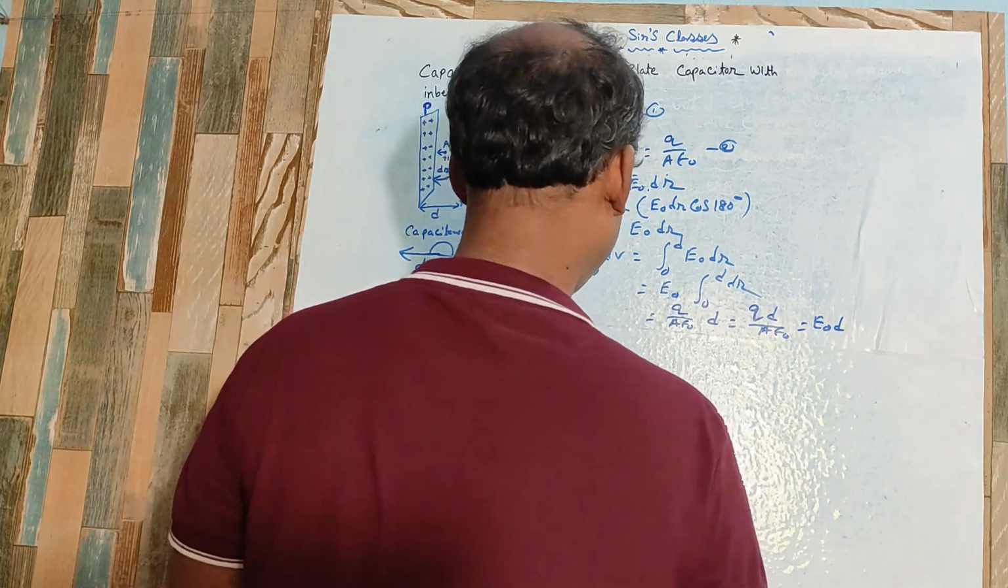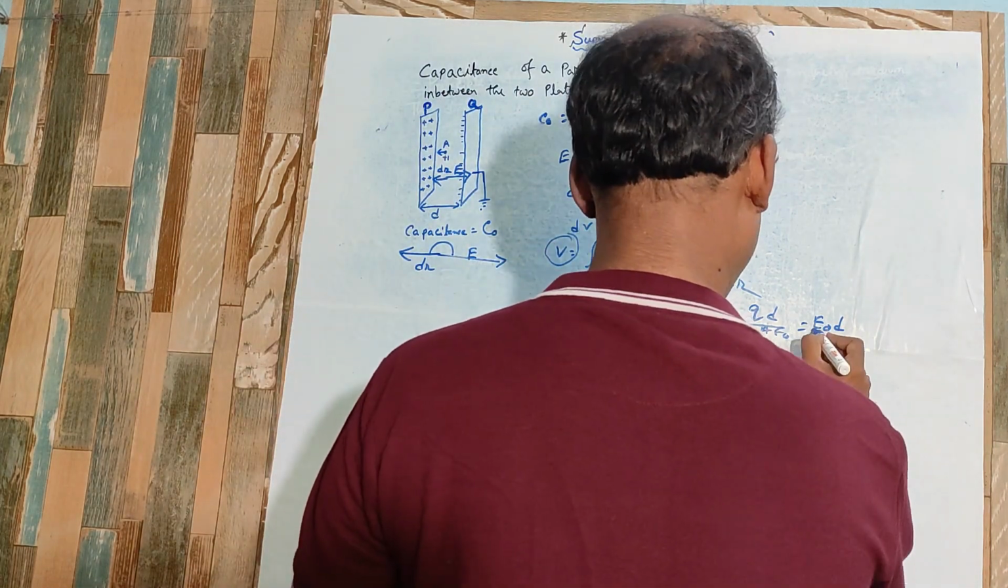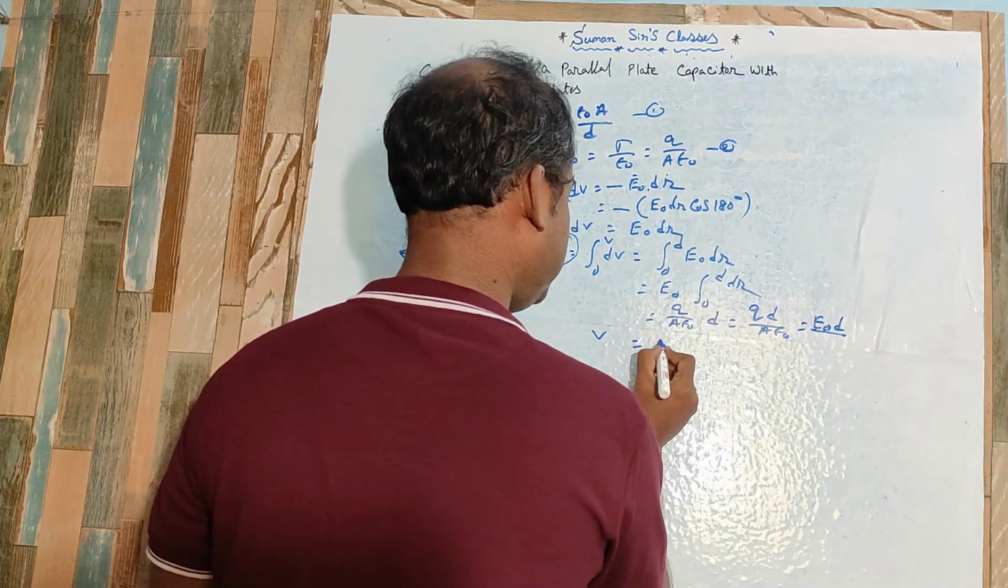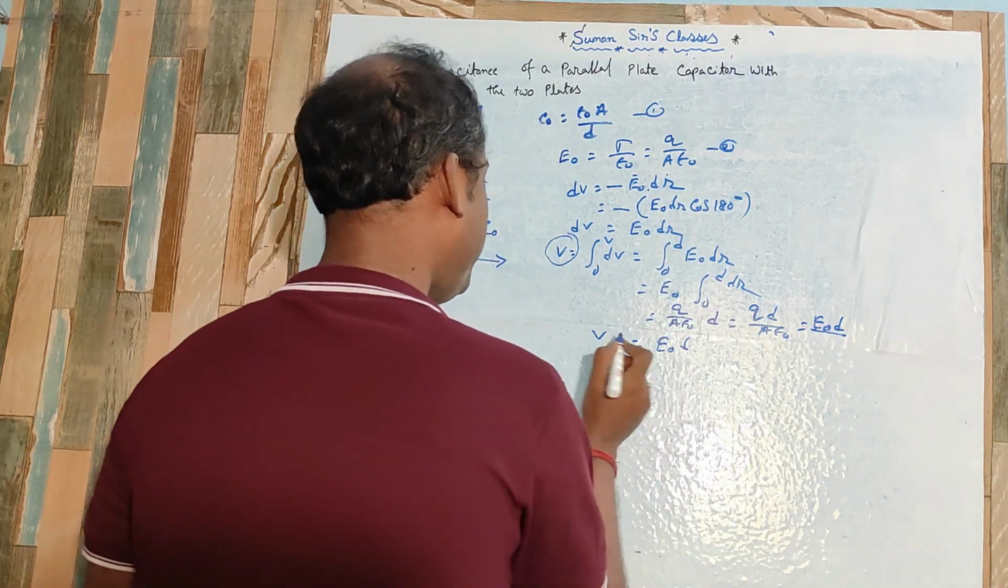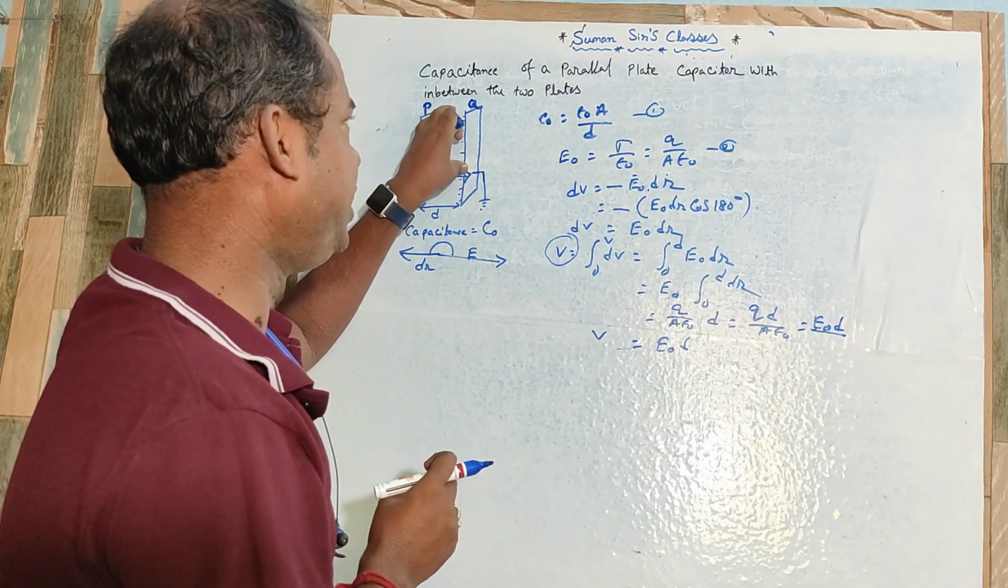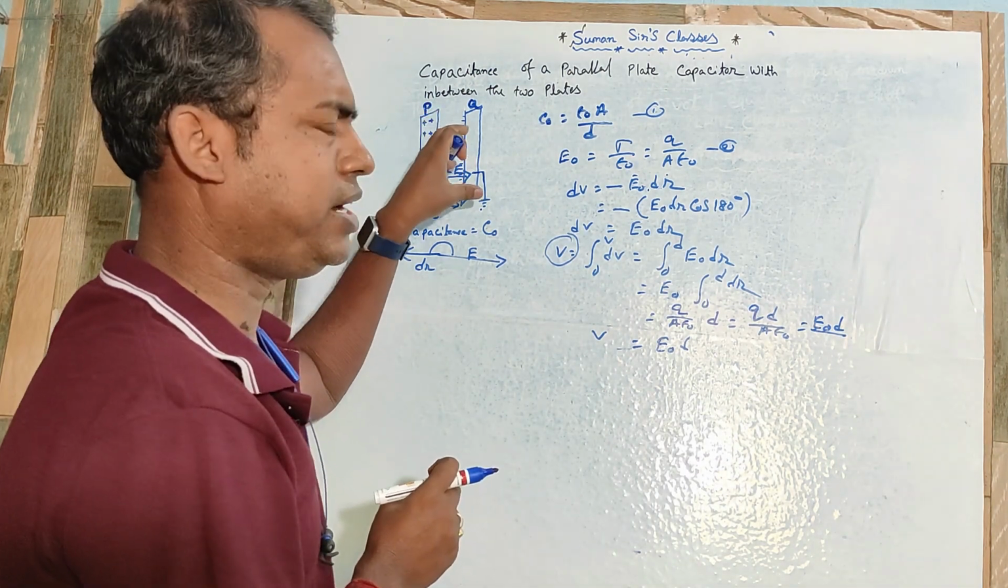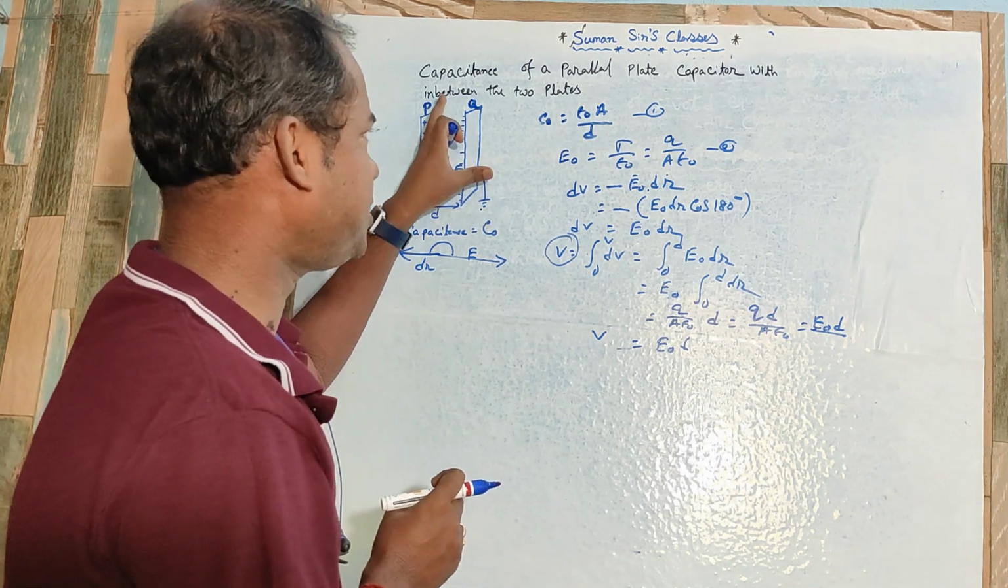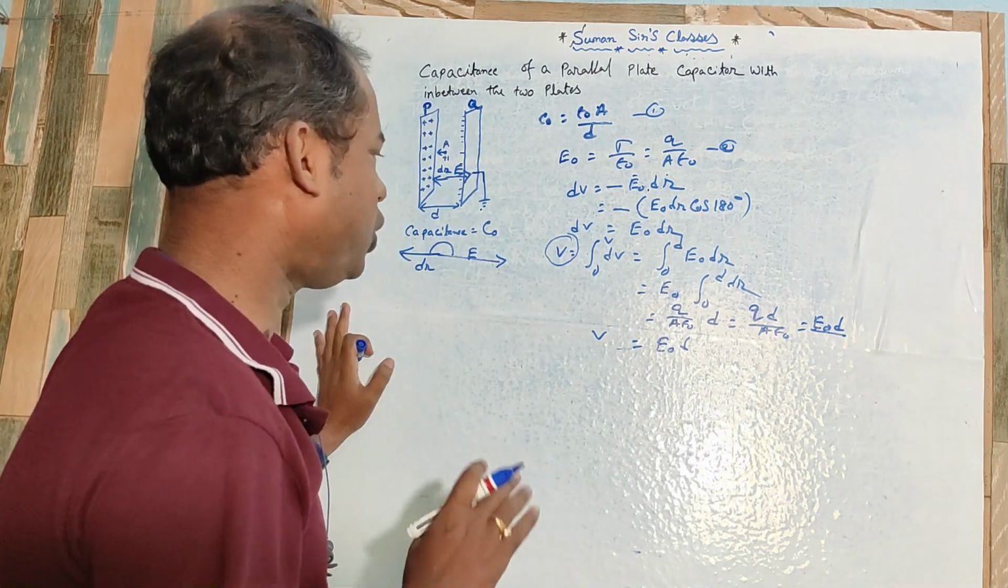Okay, so now we explain in this form, that is V equals E0 into D. This is the value of the potential when a medium is placed in between them. Consider the air medium present. So air medium, that is, it is non-conducting.